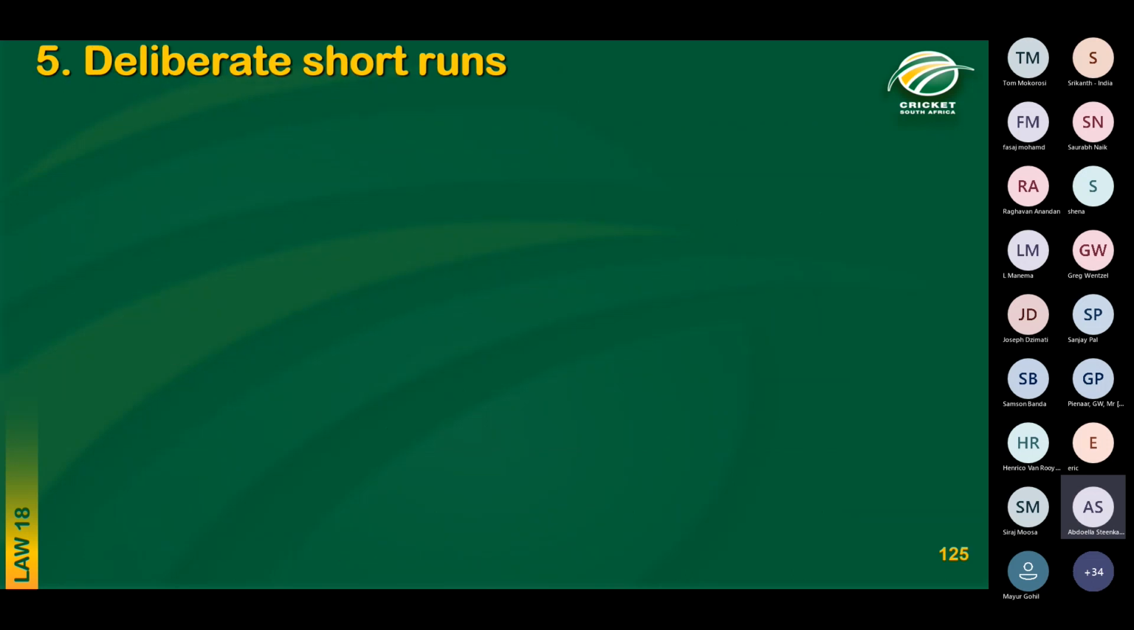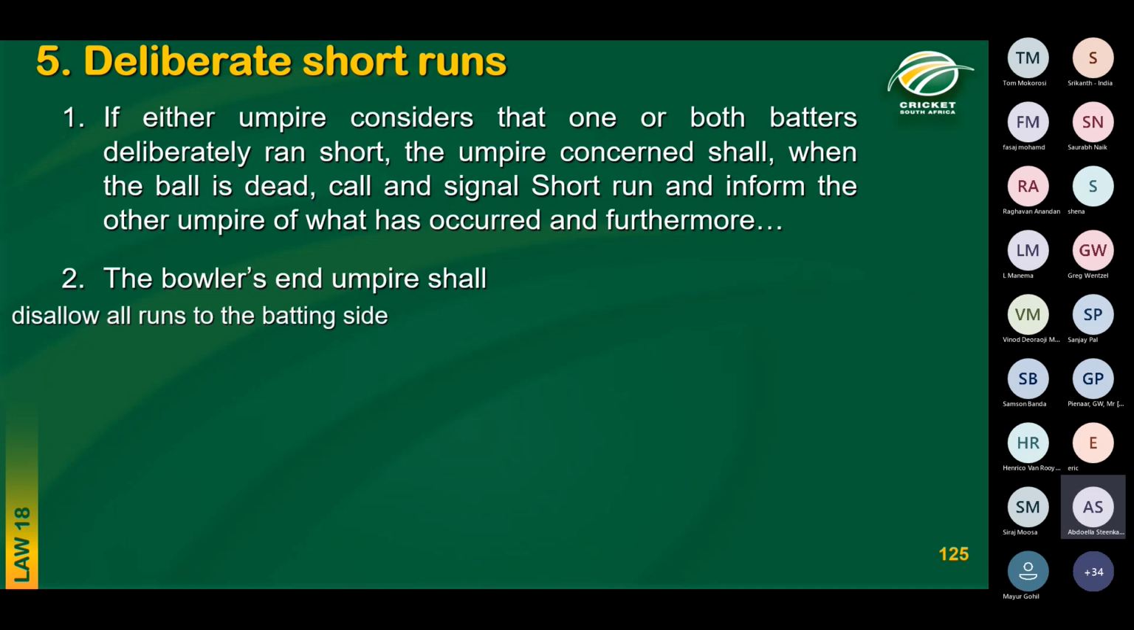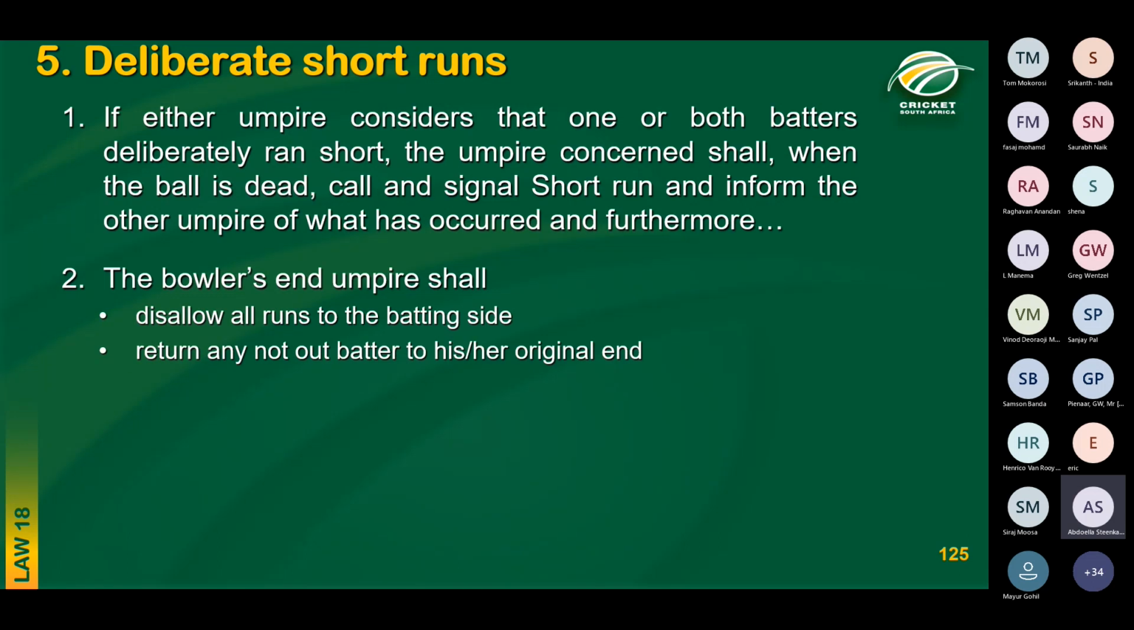When it comes to deliberate short runs, what does the law tell us to do? If either umpire considers that either of the batters deliberately ran short, when the ball is dead, call and signal short run, and then do the following. The bowler's end umpire shall disallow all runs to the batting side. Return any not out batter to his or her original end.